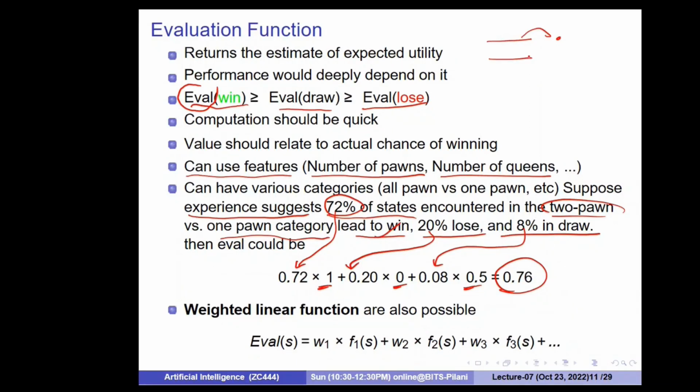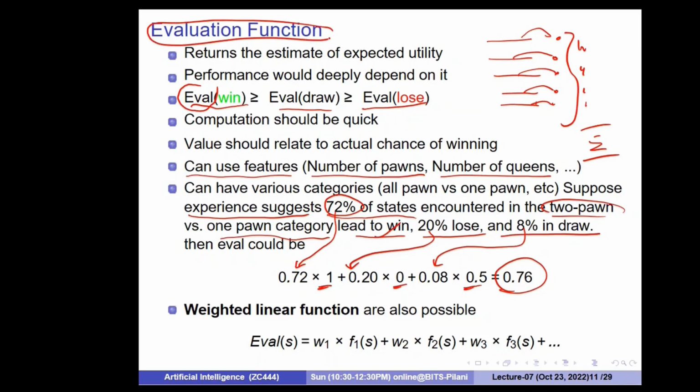Similarly, with different kinds of features, you can find out different kinds of numbers. And then you can develop a weighting strategy on that, and by this you can come up with a function that can serve the purpose of your evaluation function. So you can build an evaluation function in this particular way to solve your problem.